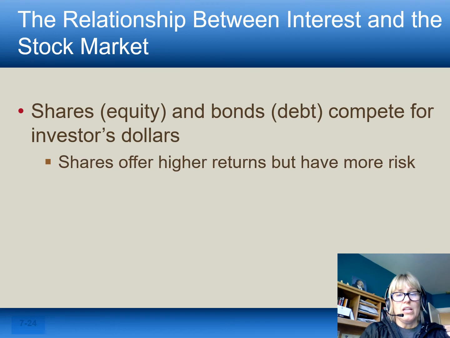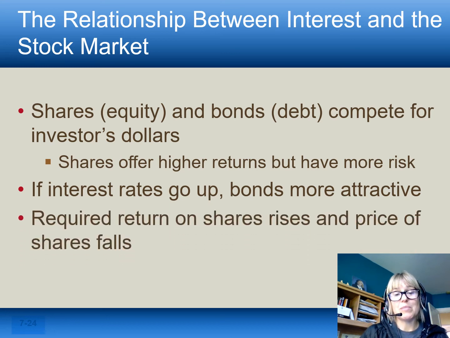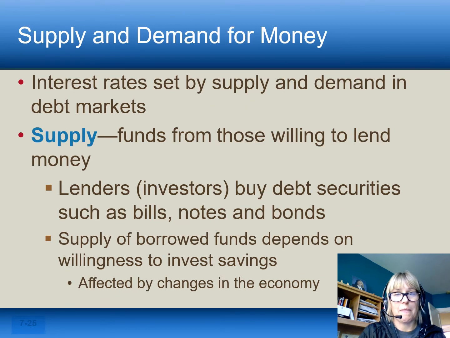So the stock market. Equity and bonds compete for investor dollars. Shares are more risky and they offer more reward. But if interest rates go up, bonds become more attractive because they're less risky. So if you're suddenly getting more return in the bond market, but it's a less risky investment than equity, you might move some of your investment out of the equity market into the bond market to get those higher interest rates. So they compete for money, these two different markets. So the required return on shares rises and the price of shares falls when interest rates go up. They move in opposite directions essentially, which again, back to this idea of when interest rates rise, bond prices go down too.